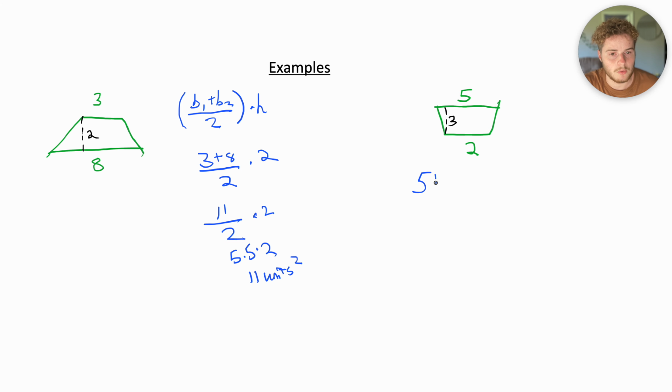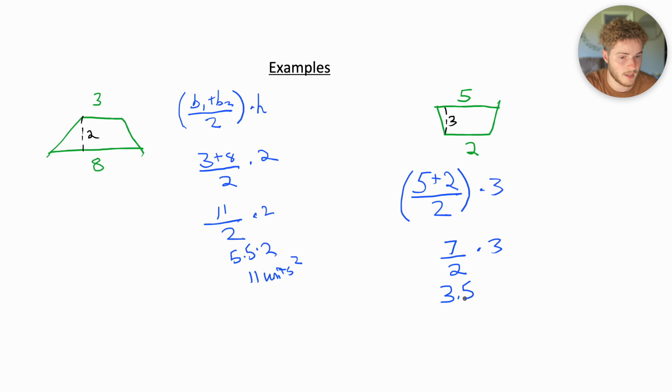So let's do that. We have 5 plus 2, and we want to divide that by 2. So (base 1 plus base 2) divided by 2, times the height, which we're given here as 3. Let's solve this. 5 plus 2 is 7, divided by 2 times 3. 7 divided by 2 is 3.5, times 3, and that is going to be 10.5. I want to emphasize units squared since we're working 2-dimensionally in solving for the area.